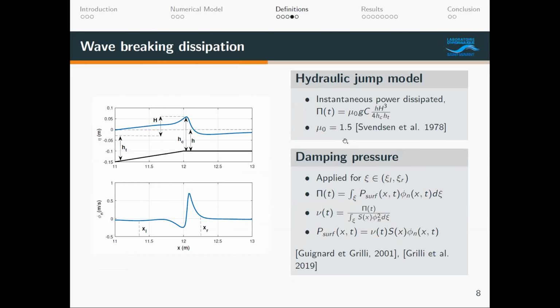And as soon as we identify the onset, an instantaneous power that should be dissipated is calculated, which is proportional to that of a hydraulic jump. And this proportionality constant, mu naught, is taken to be 1.5 following Svendsen et al., who calibrated this for spilling breakers. And it was also later shown by Stive 1984 that it could be extended to 2 depending on the test case. And on the top figure, you see the parameters, mainly the wave heights and the depths, that are required to calculate this instantaneous power. And then following Grilli et al., this instantaneous power is distributed as a damping pressure around the breaking crest in the region XL to XR that is proportional to the normal velocity.